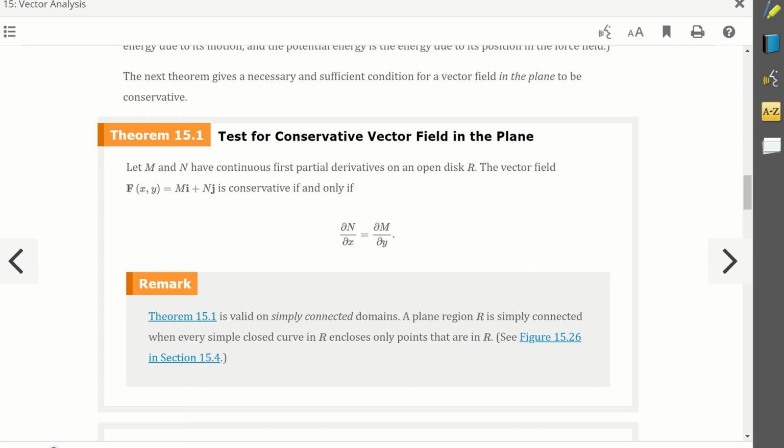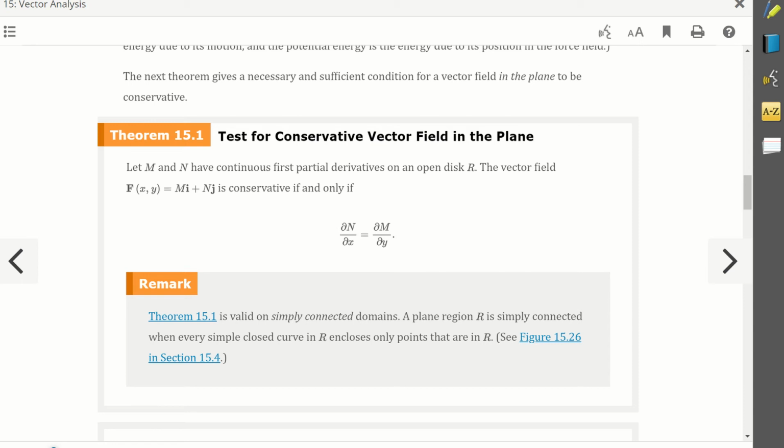In theorem 15.1, we develop a test for conservative vector fields in the plane. Let M and N have continuous first partial derivatives on an open disk R. The vector field F of x comma y, which is going to be equal to Mi plus Nj, will be conservative if and only if the partial of N with respect to x is equal to the partial of M with respect to y.